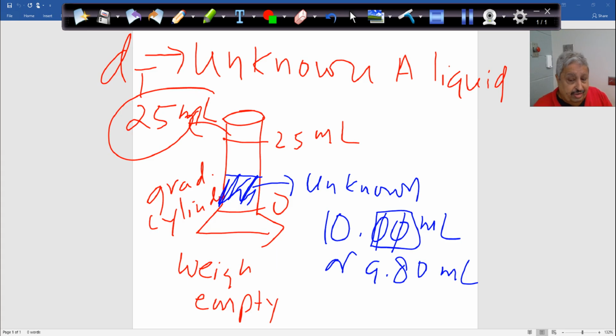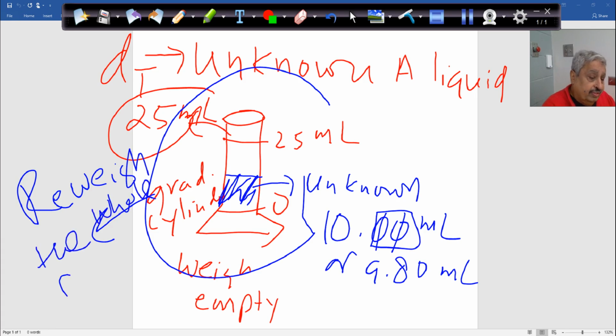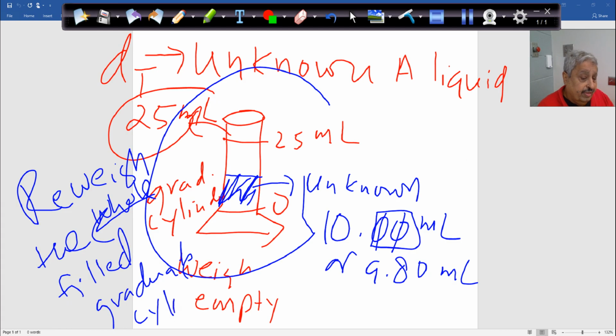So now I know the volume of the unknown. I know the weight of the graduate cylinder empty. I go and reweigh the whole filled graduate cylinder. Correct? Now, the difference in weighing will give me the mass of what? The mass of the 10 mils I put in the graduate cylinder, correct? And the volume is 10, or whatever, 10.8, whatever the number, close to 10. But I have to know the exact amount of it. Mass over the volume will give me what? The density. That's the easiest one.